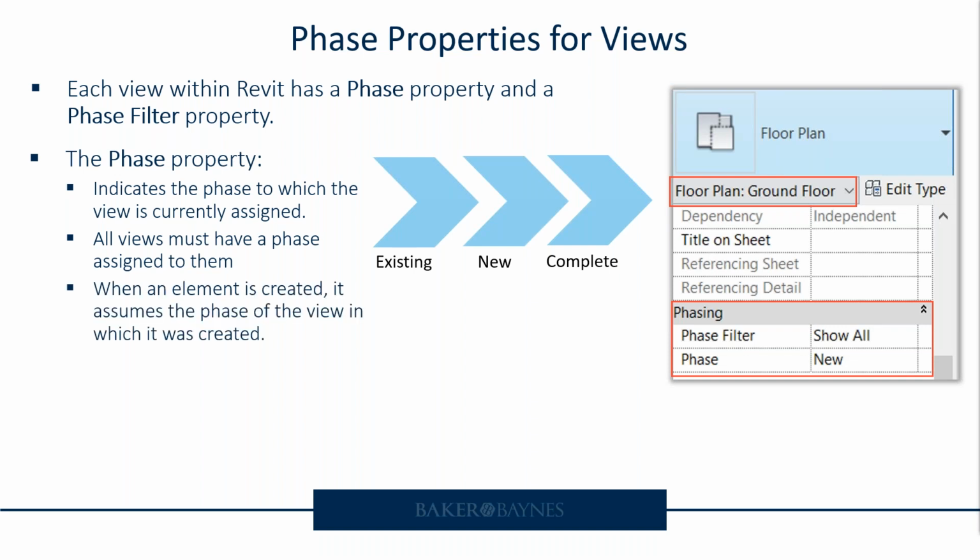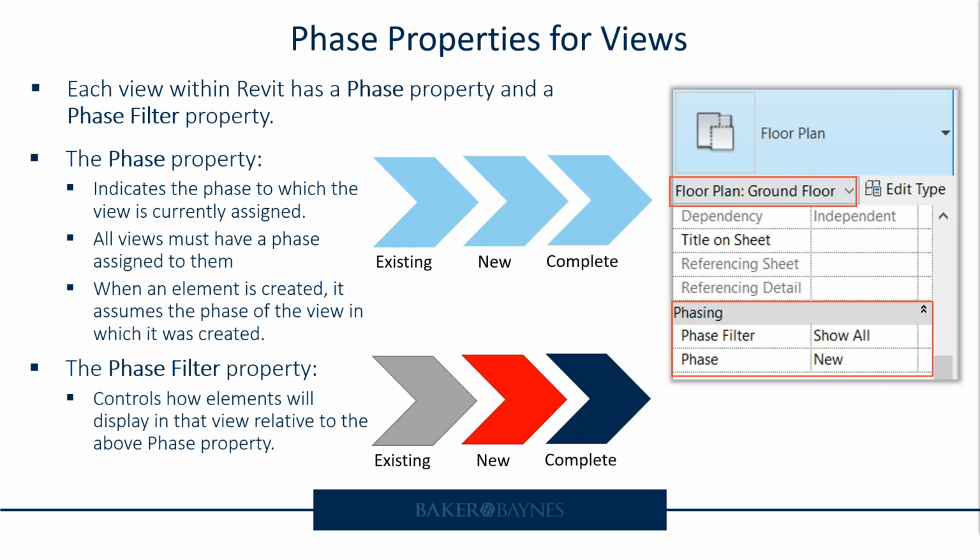And when you create a new element, it automatically assumes the phase of the view that it was created in. So in other words, if the phase is set to new and you start adding or creating new elements, they will automatically pick up the phase that is set in your view. Then your phase filter property is a means of controlling how your elements will display in that view, and it relates to the phase property of that view.